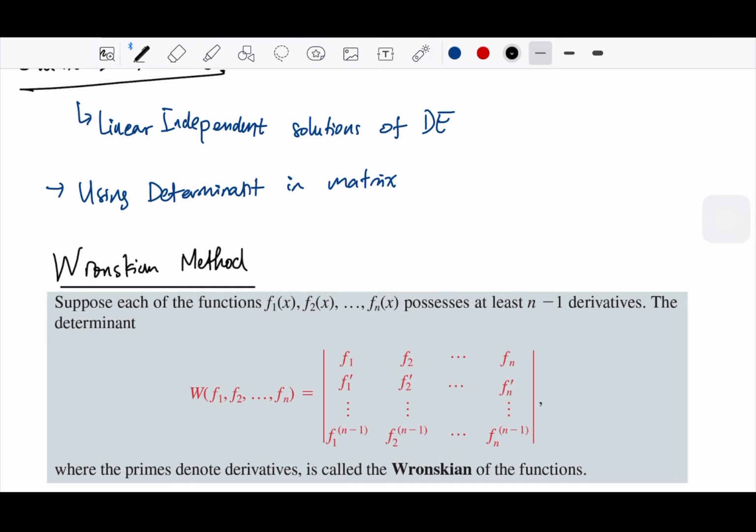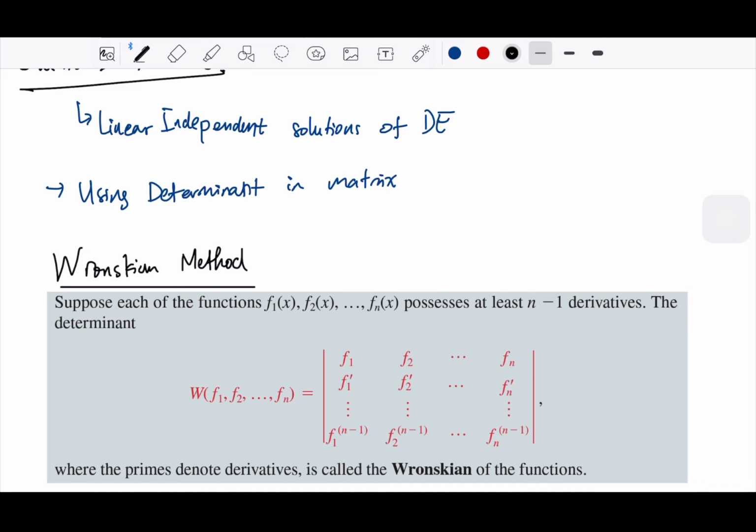So we are going to set this function. The number of the functions f1, f2, f3. Let's say you have f1 up until f3. So f1, f2, f3, that's the first row. The second row is the first derivative: f1 prime, f2 prime, f3 prime. The last row is f1 double prime, so we have the second derivative, f2 double prime, f3 double prime.